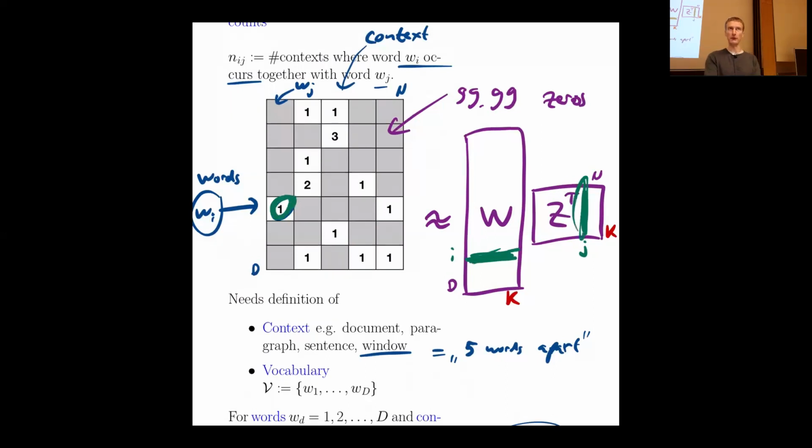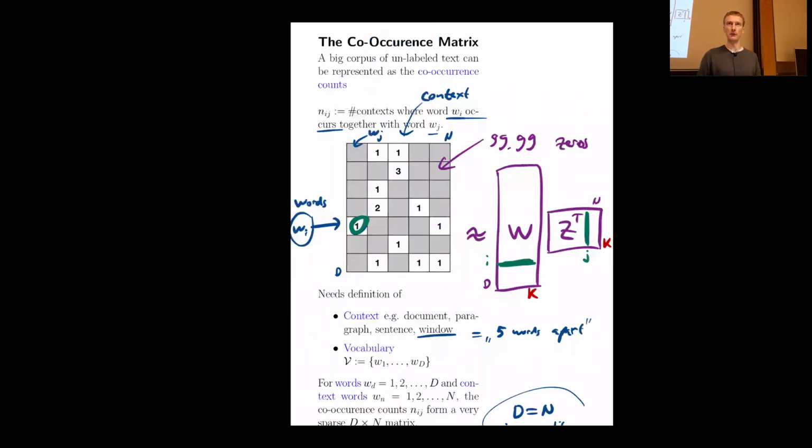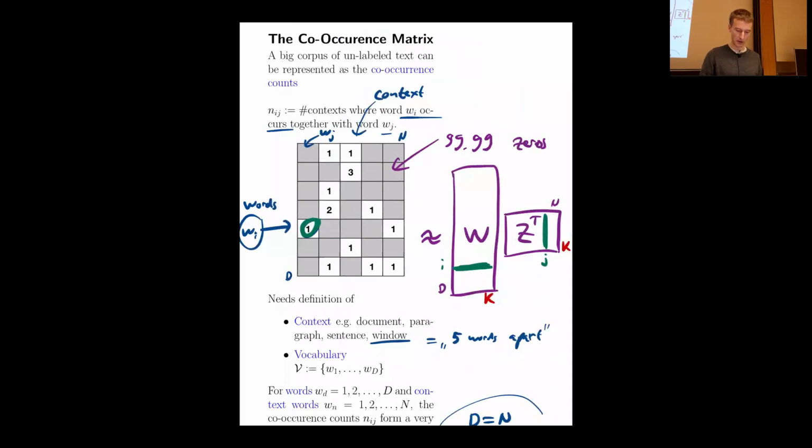So now we have a learning problem. This is given and this is learned. W and Z are learned, so we will optimize them. We will throw exactly the same machinery at it as in the recommender system. We can apply it here. And then every row of your W matrix will be your feature vector. So now you learned a feature vector for each word. The rows of W are the word vectors that we learned here. So that's basically the idea.